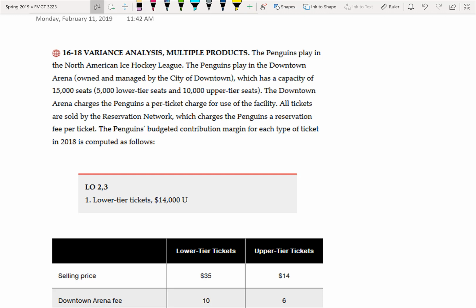All right, the following is the walkthroughs for some of the questions in Chapter 16. Let's take a look at Chapter 16, question number 18 first. And in this example, we're looking at a hockey team called the Penguins. They play in the North American Ice Hockey League.